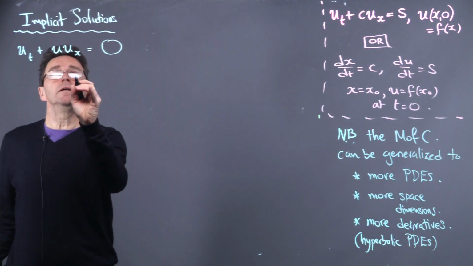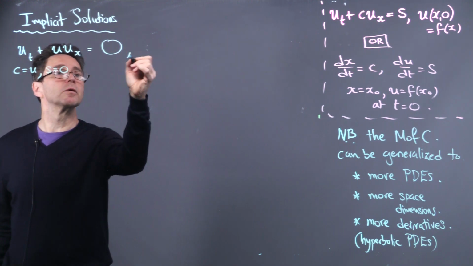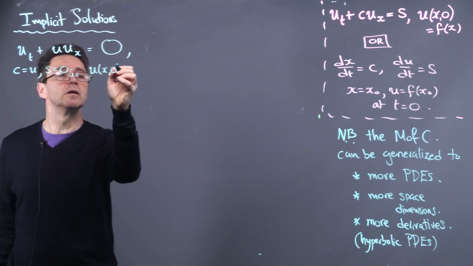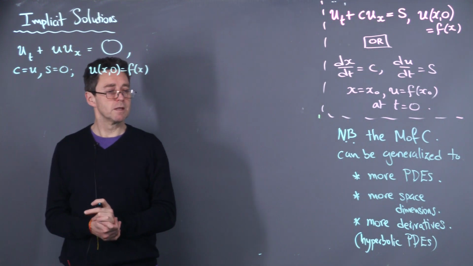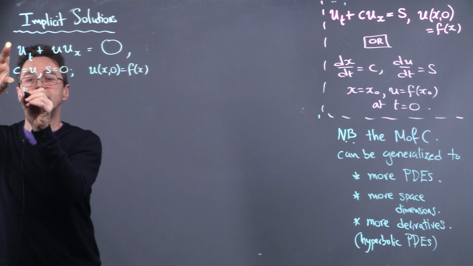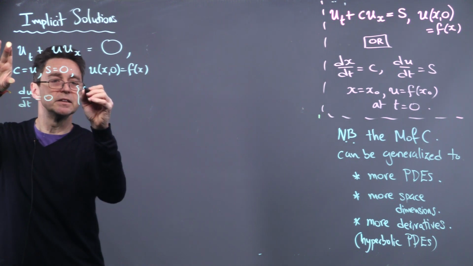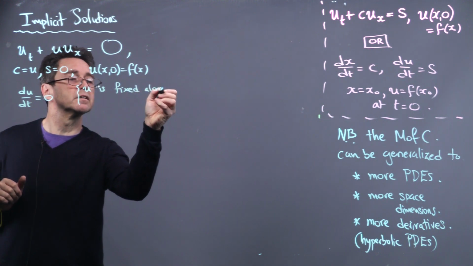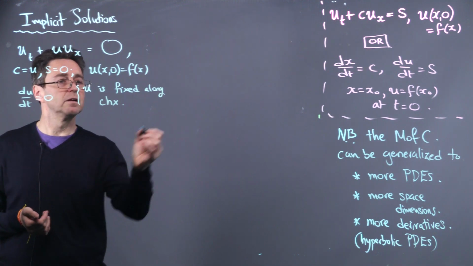Right, so in other words, c is equal to u, s is equal to 0. I'm going to once more supplement this with the initial condition that I have f of x, and I'm not doing the boundary value problem anymore, as I said before. Okay, so given all of this, I just translate everything over. I find that du/dt is equal to 0. What that says is that u is fixed along the characteristic. Let's just abbreviate characteristics by that.